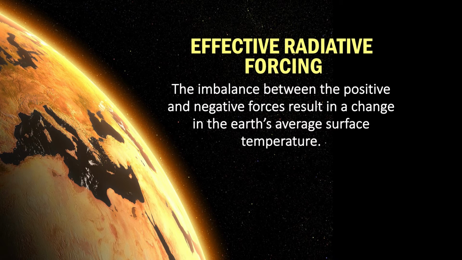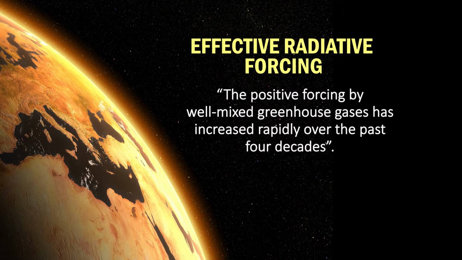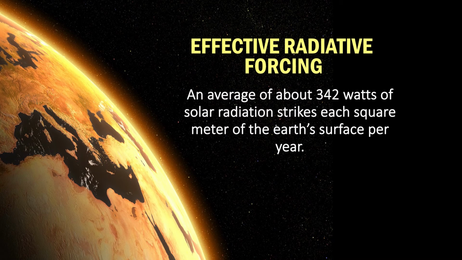It is reported that the net natural forcing, which includes the solar plus the stratospheric aerosols from volcanic eruptions, has been negative over the past 2 to 3 decades. On the other hand, the positive forcing by well mixed greenhouse gases has increased rapidly over the past 4 decades. We know that an average of about 342 watts of solar radiation strikes each square meter. We call that the solar constant.